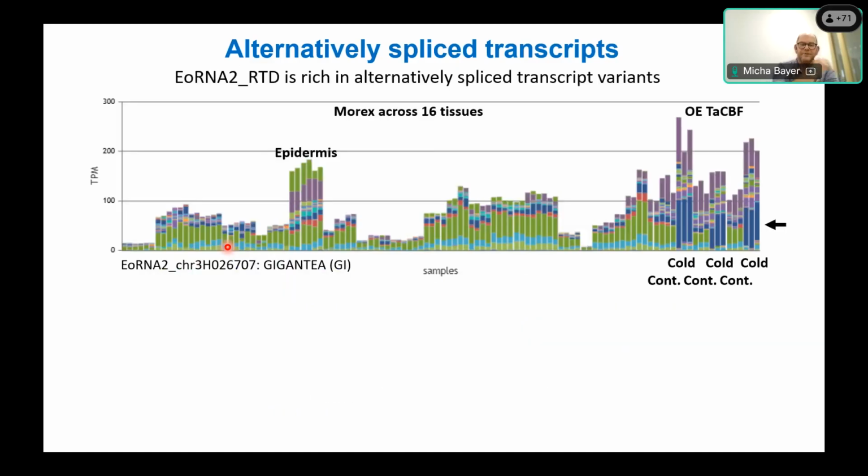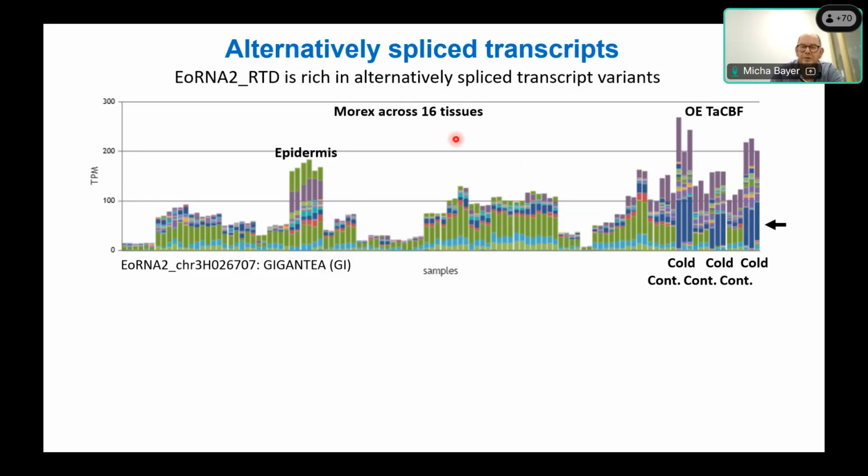So the example I've given you here of a switch like this is a gene called Gigantia. Gigantia plays a role in the cold stress response, and specifically in freezing tolerance, and it influences flowering time. It's induced by cold stress, and mutants of the GI gene are very sensitive to freezing. The other thing to say is that it's independent of the important CBF response pathway.